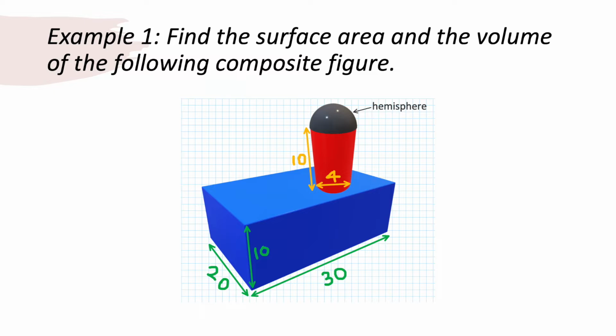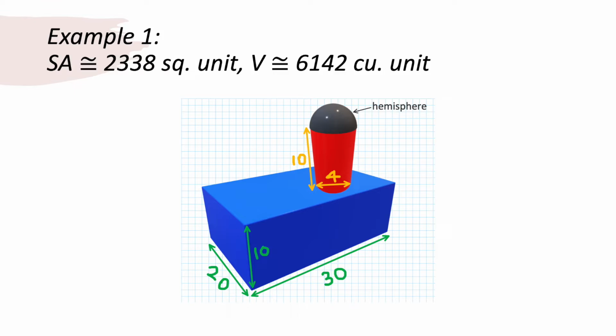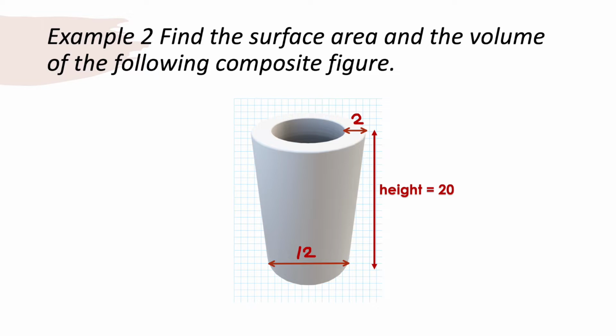Here's the first question. Find the surface area and the volume of this composite figure. If you think you can solve this, please pause the video and try. Feel free to use formula and calculator if that's something that will be given to you in class. Alright, here's the answer to the first question. Excellent job for trying. Now try the next one.